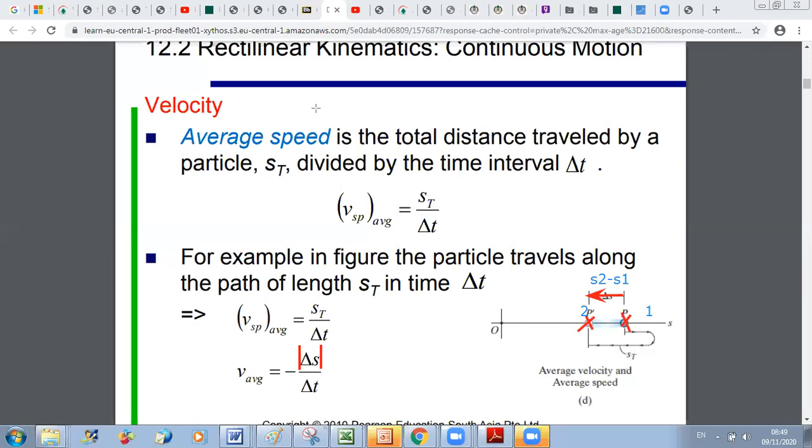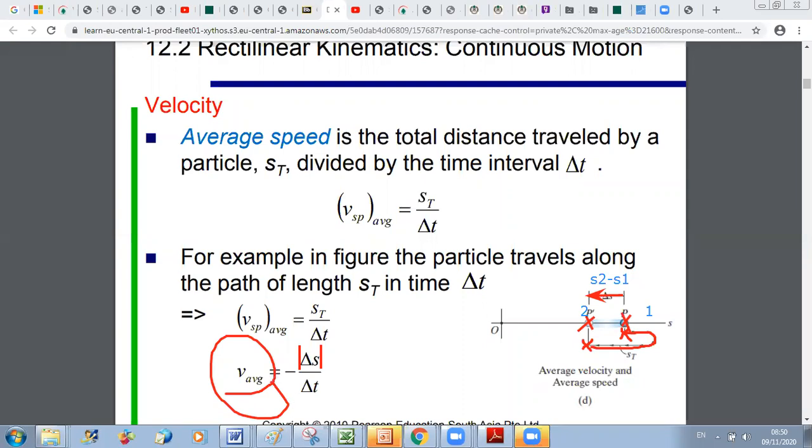Now, if I choose to go first to the right, then go to the left, still my position 1 and 2 will not change. Position 1 and 2 will remain the same. So V average will not change. So you should pay attention to one thing, that V average does not take into consideration the path of motion. It just considers the initial and final position. This is why sometimes it will not give, if you want, very accurate predictions, because it will only be of common sense if you are going in one direction, if you are not changing directions.